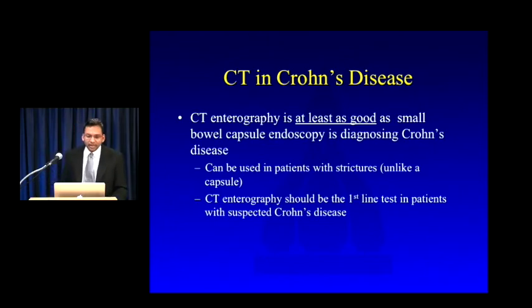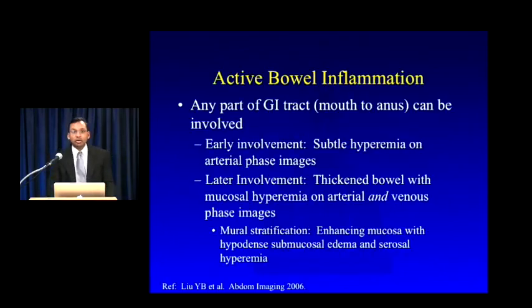Now, there's a lot of data supporting the utility of CT enterography in diagnosing Crohn's disease. It is at least as good as small bowel capsule endoscopy, potentially better, and certainly should be the first modality that you use in a patient who has suspected Crohn's. After all, you do not want to give a capsule to a patient with potential Crohn's disease without knowing whether or not they have a dominant stricture or bowel obstruction, because after all, that'd be the worst thing, right? Giving a capsule endoscopy to a patient who has a dominant stricture, that capsule's not coming out. So always start with CT enterography.